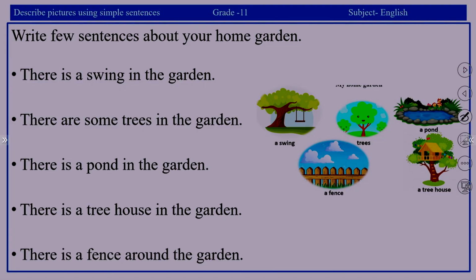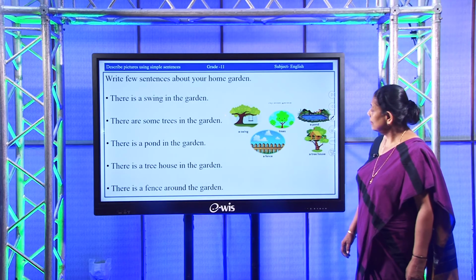There is a tree house in the garden. How do you describe the fence? A fence. There is a fence around the garden.